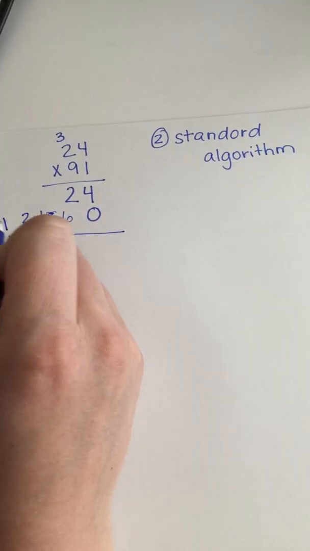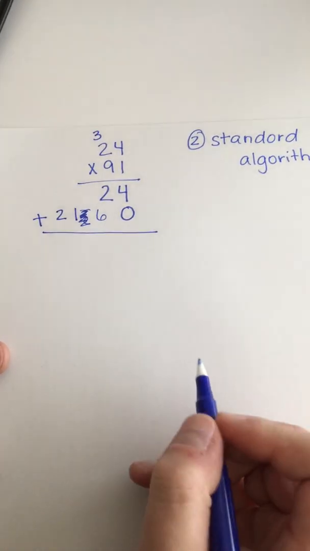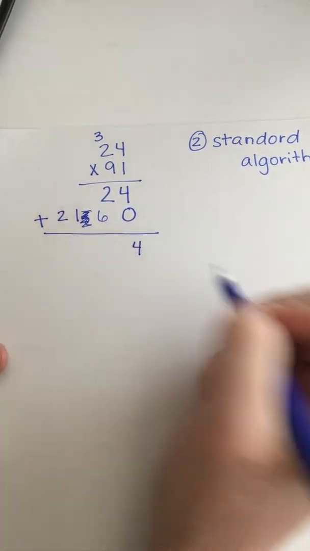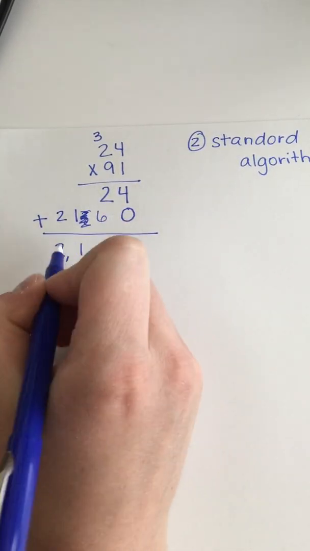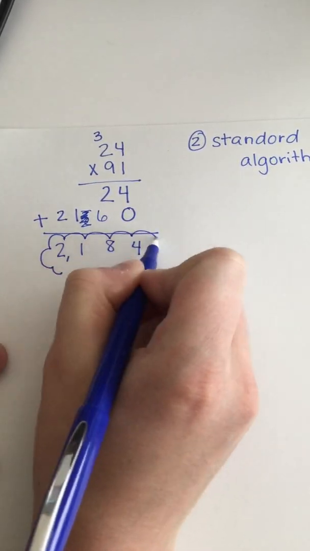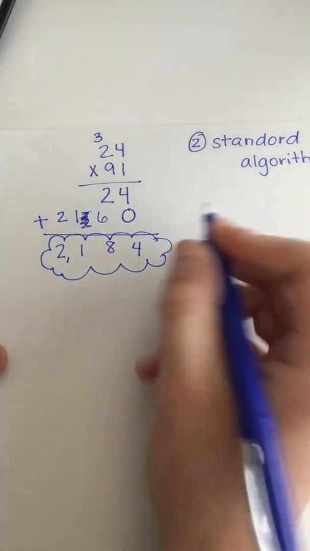And then I have to add all of these together. So 4 plus 0 is 4. 2 plus 6 is 8. 1 and 2. So my product is 2,184.